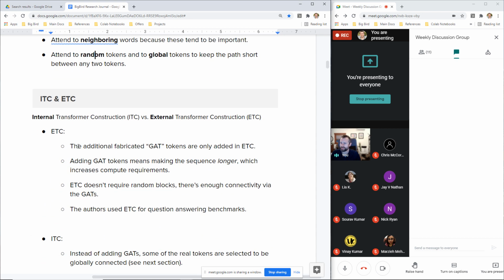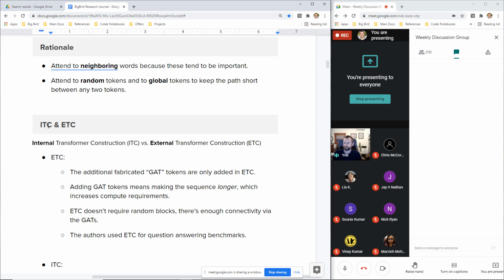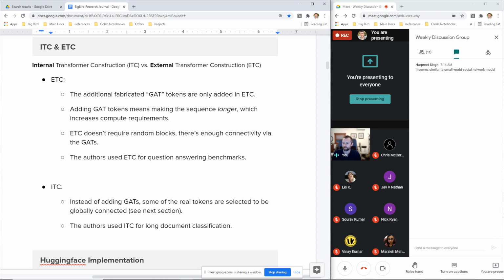All right, so last couple things here. There's this notion of ITC versus ETC, and then I'll talk about some specifics of the Hugging Face implementation of BigBird and of sparse attention. So ITC and ETC stand for internal transformer construction and external. And ETC is the version of the model that actually uses these made up global attention tokens. So these are only in ETC and not in ITC.